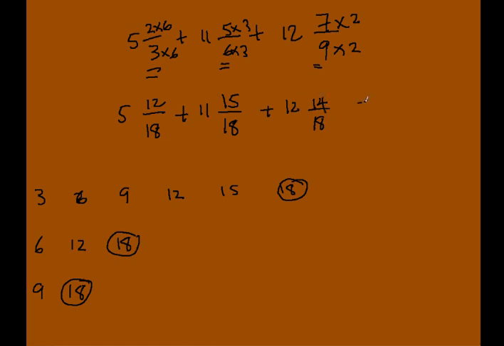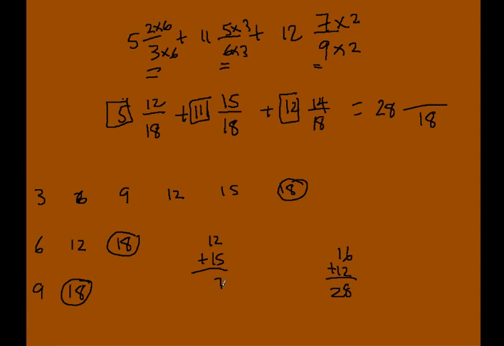Now that they have the same denominator, the rule is add whole numbers with whole numbers. So we're going to do 5 plus 11 plus 12. So 5 plus 11 is 16. 16 plus 12 is 28. We're going to keep the denominator the same, which is 18. And we're going to add the top. We're going to do 12 plus 15 plus 14. So 12 plus 15, which is 27, and plus 14. 7 plus 4 is 11, carry a 1, 1 plus 2 is 3, 3 plus 1 is 4. So 41 over 18.